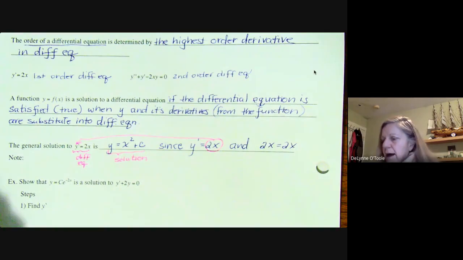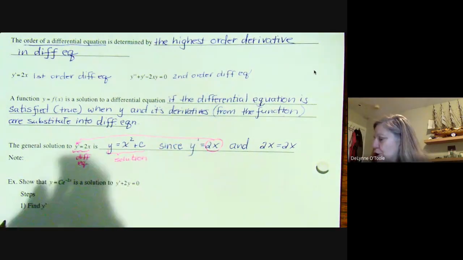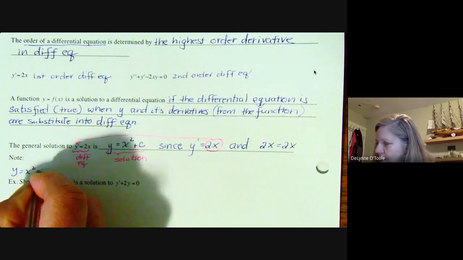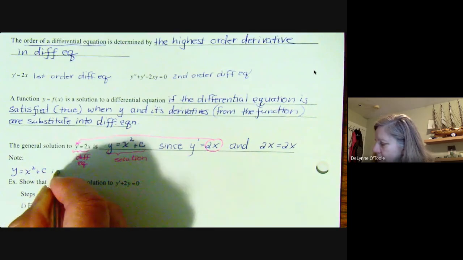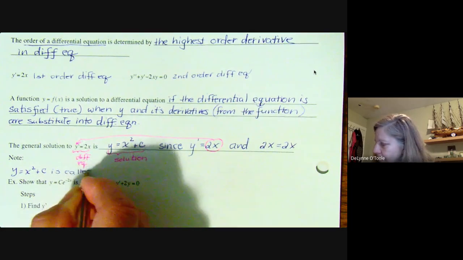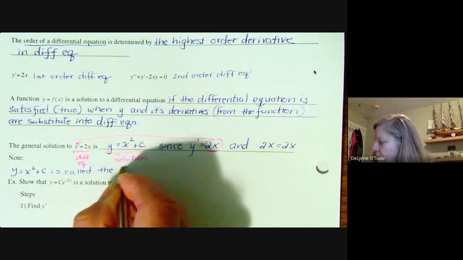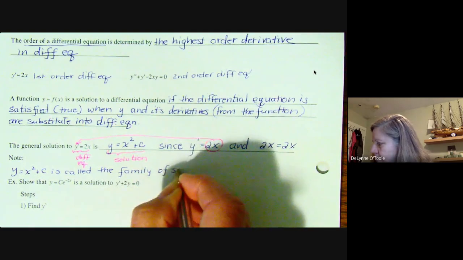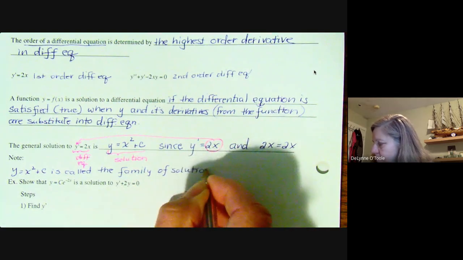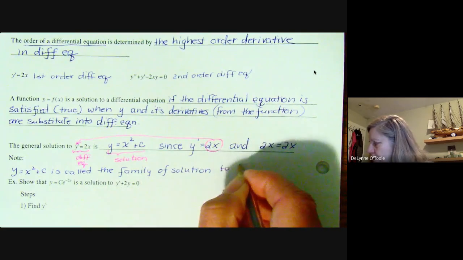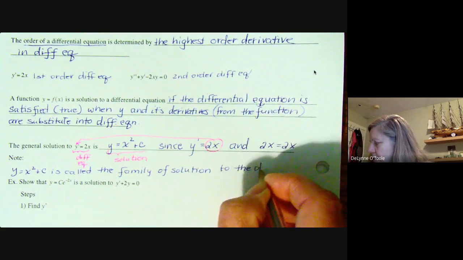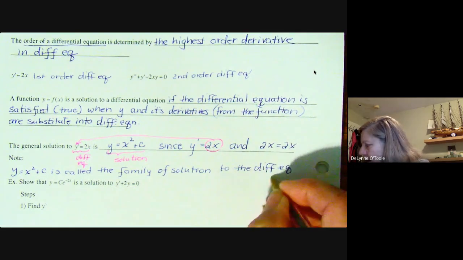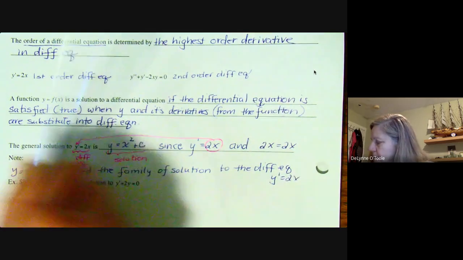Okay. All right. Also, another thing I need to teach you is a little bit of terminology. This right here, this x squared plus c, is called the family of solutions to the differential equation y prime equals 2x. Okay.